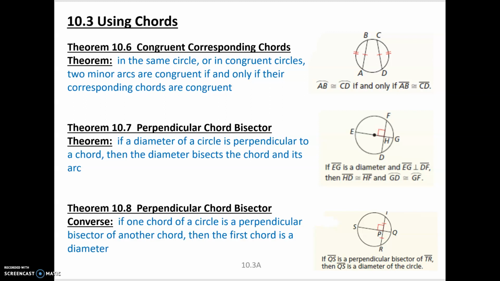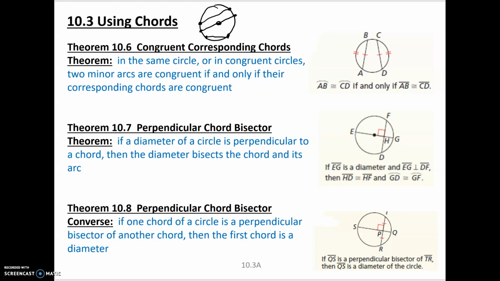So remember, chords in a circle are anything that cut from one side of the circle to the other. It doesn't matter where they are or how short they are. Remember that the diameter is a chord, so if it goes through the center of the circle, that could also be a chord if it's the diameter. So chords are what we're going to be focusing on in 10.3.